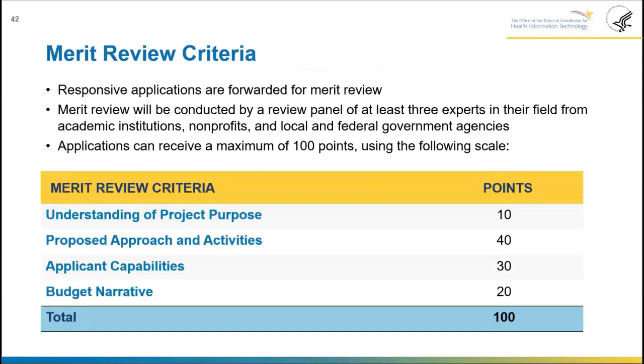Now we'll go through the merit review process and criteria that will be used to evaluate applications. Once applications pass the responsiveness check, they are forwarded for merit review. Merit review will be conducted by a review panel of at least 3 experts in their field from academic institutions, nonprofits, and local and federal government agencies. Applications can receive a maximum of 100 points using the following scale and criteria. Understanding of project purpose for 10 points, proposed approach and activities for 40 points, applicant capabilities for 30 points, and budget narrative for 20 points.